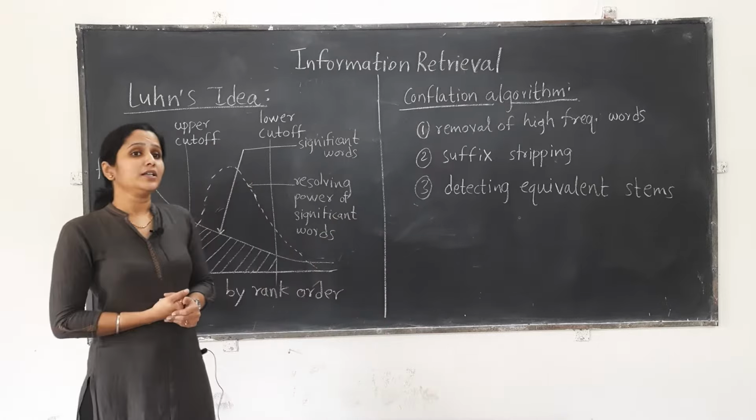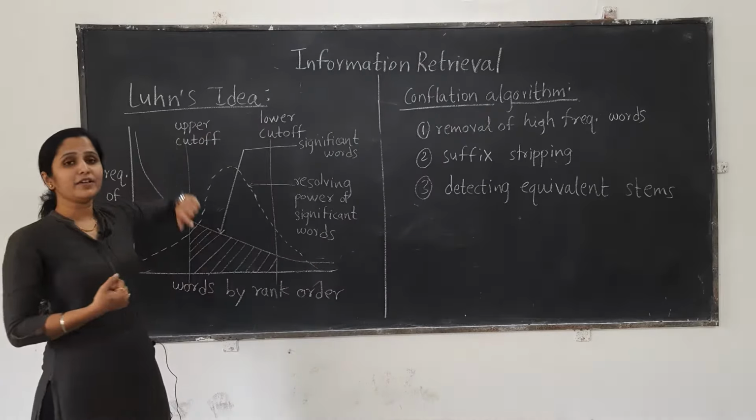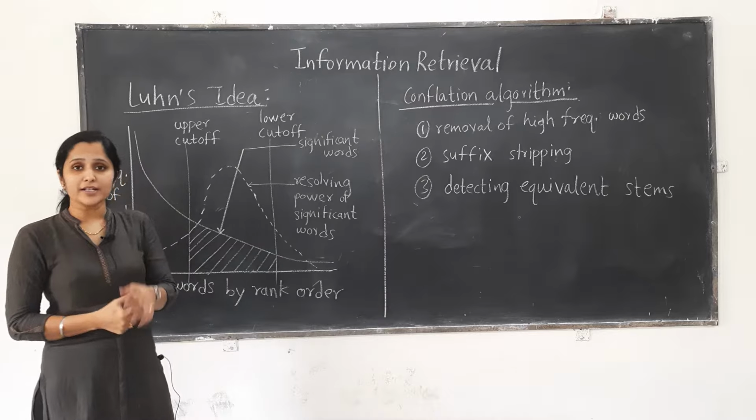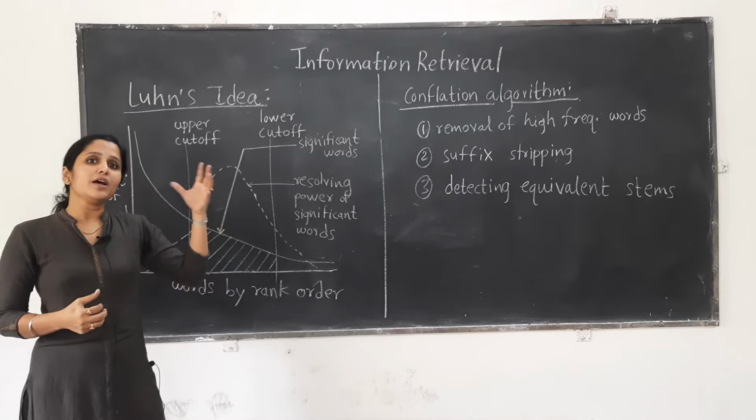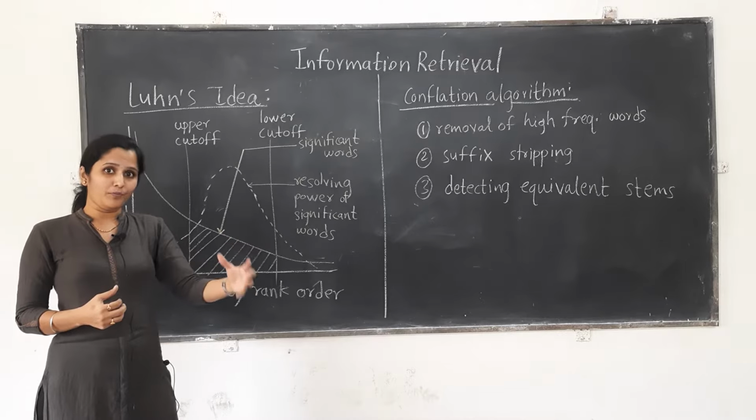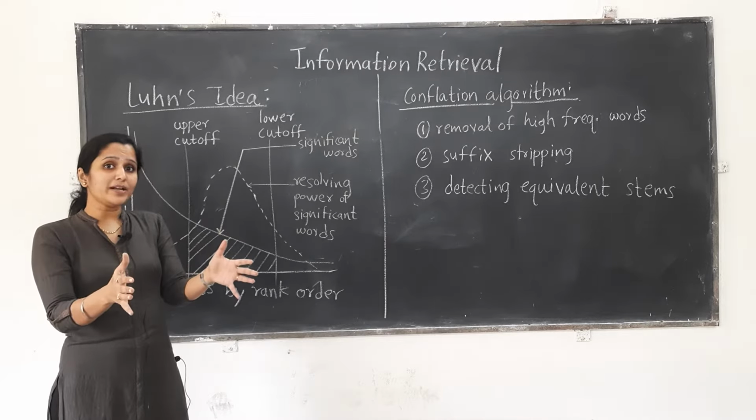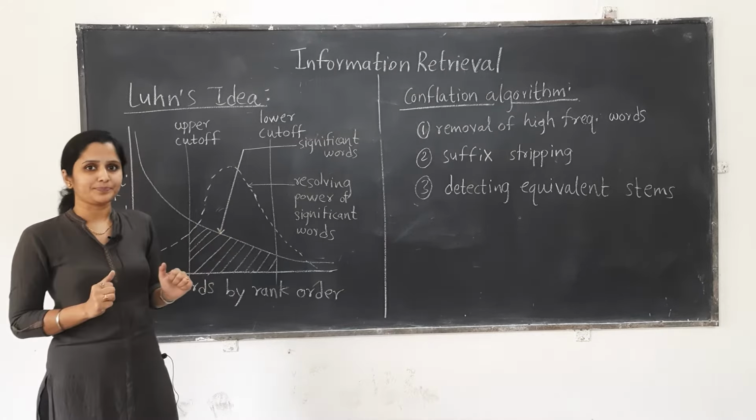So, for that the scientist Luhn gave one idea: even if you take a document of any length, the words in it do not contribute significantly from the perspective of discriminating the content of the document. There are only certain words which actually contribute to discriminating what exactly the document is speaking about. So, can we have any mechanism using which we can identify these sorts of words?